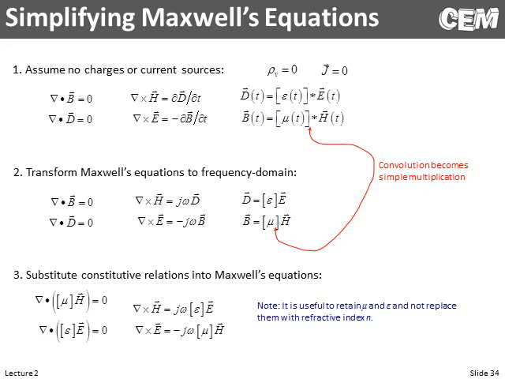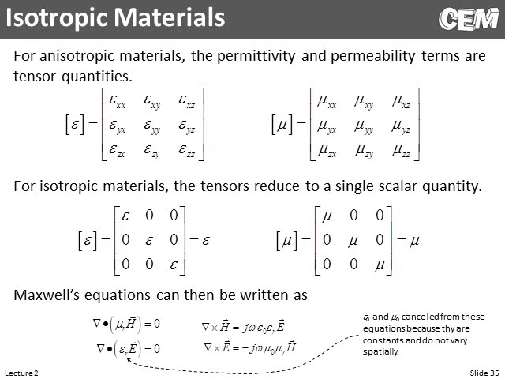And we could eliminate E and H and only have D and B left. But most often people leave E and H in the equations. So D and B are gone now, and constitutive relations are gone. And very often in the literature, you'll see these 4 equations.